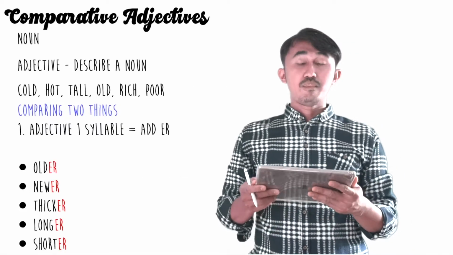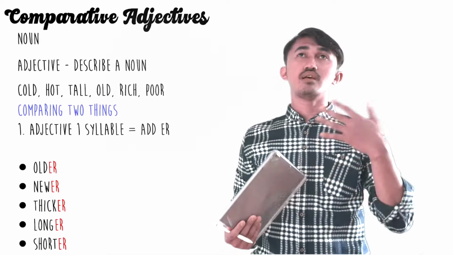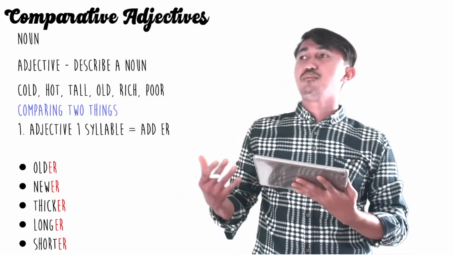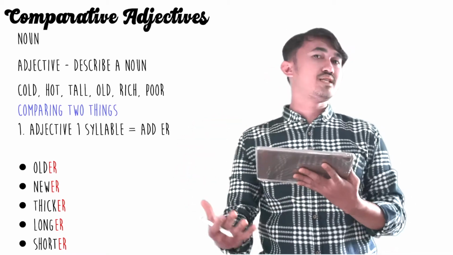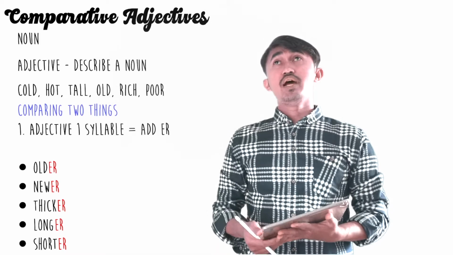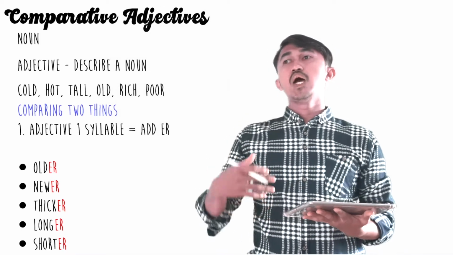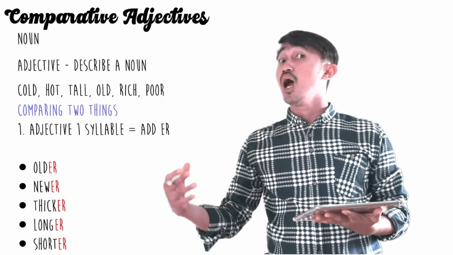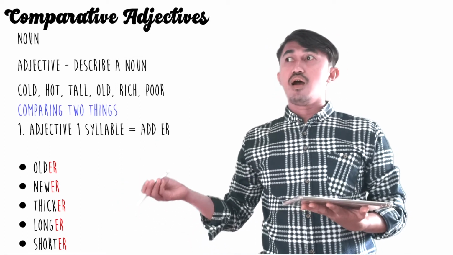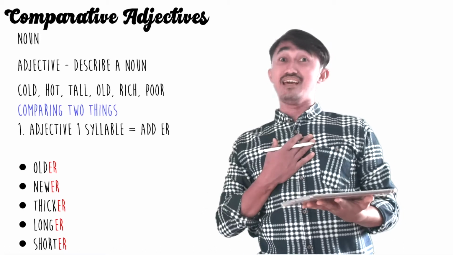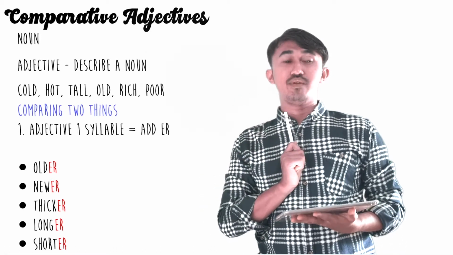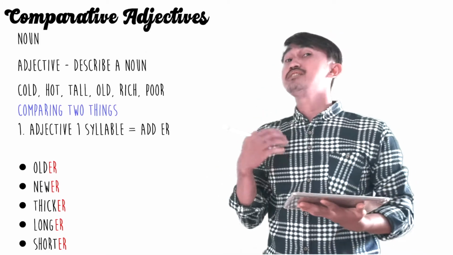So in comparative adjectives, we're going to discuss adjectives exactly. But before that, I'm going to remind you what a noun is and what an adjective is in English. A noun is a thing, human, or something that exists in this world. Like me, I am a noun. Like this is a pencil, this is a noun. And then there will be adjectives.